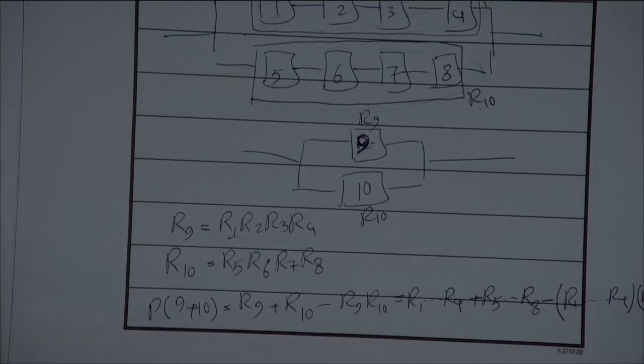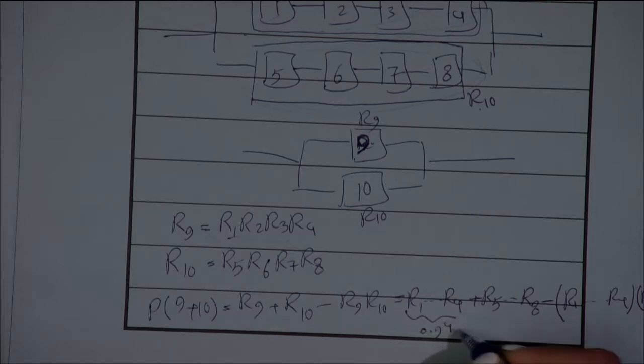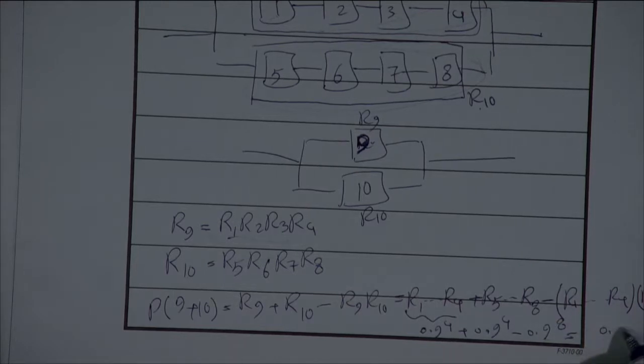And since all the R's are the same in this case, all the R's are 0.9. So you're looking at 0.9 to the power of 4 plus 0.9 to the power of 4 minus 0.9 to the power of 8, which gives you 0.8817. So that's how you can calculate this.